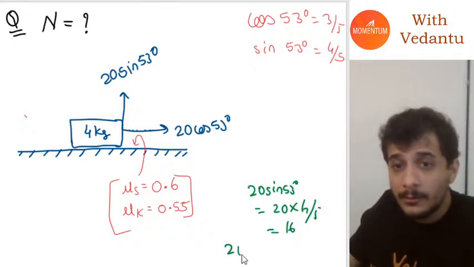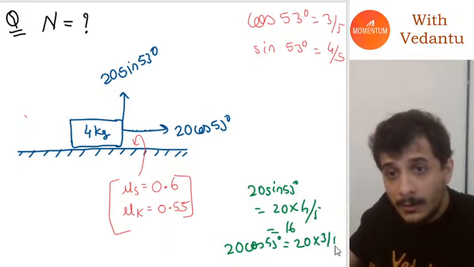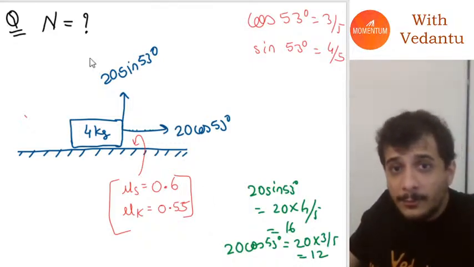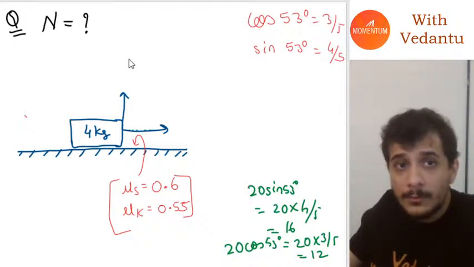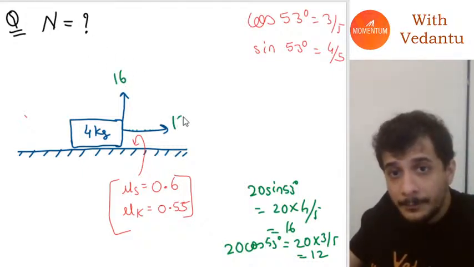Similarly, you can also calculate 20 cos 53. 20 cos 53 will be equal to 20 into 3 by 5, which is equal to 12. So I will replace the original force by two different forces, 16 and 12.